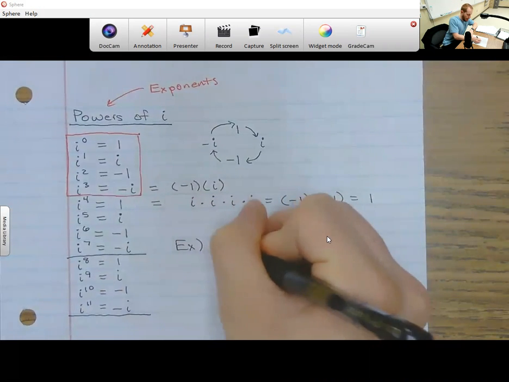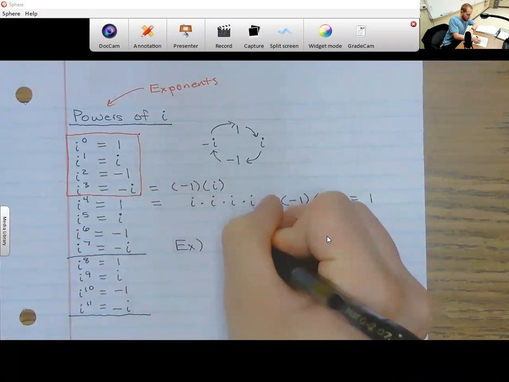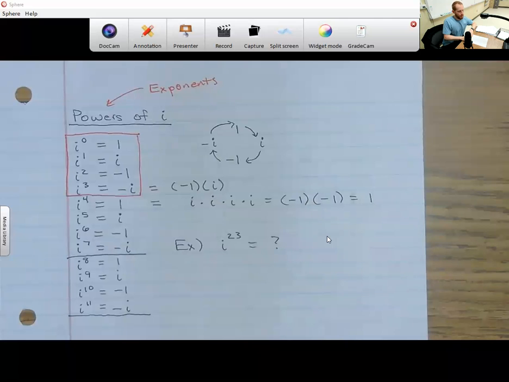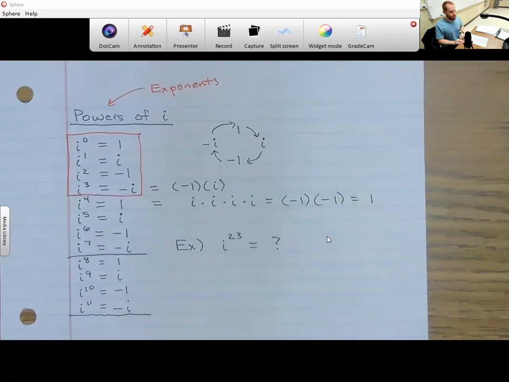I want to know what i to the 23rd power is. What's i to the 23rd power? That's what we're going to be looking at next. What happens when we take i to a certain power? The exponents are going to get bigger and bigger, so that's why we're concentrating on these larger numbers. Okay? So, i to the 23rd power.